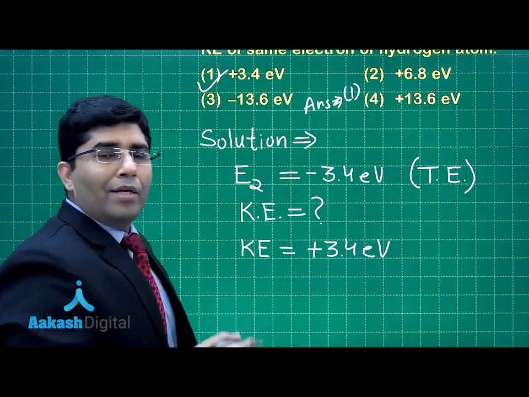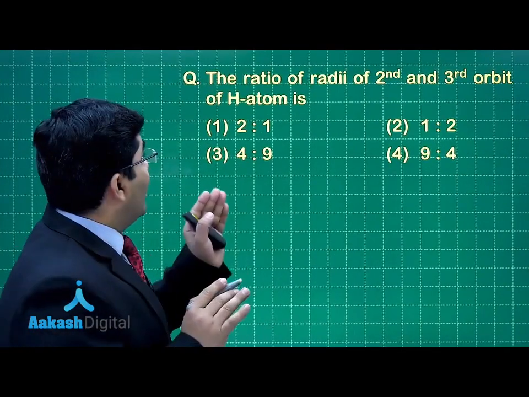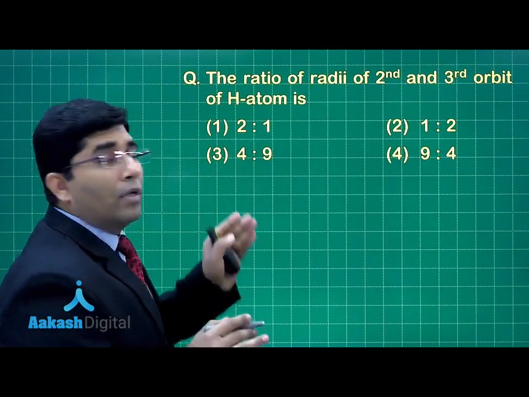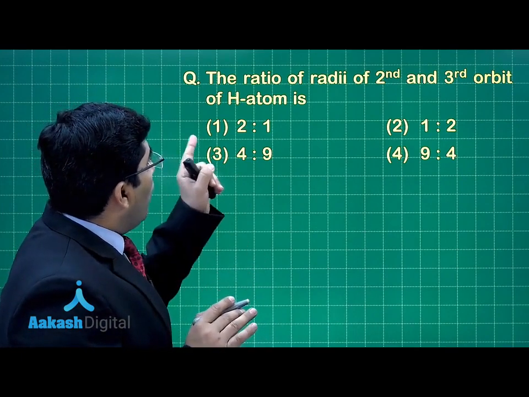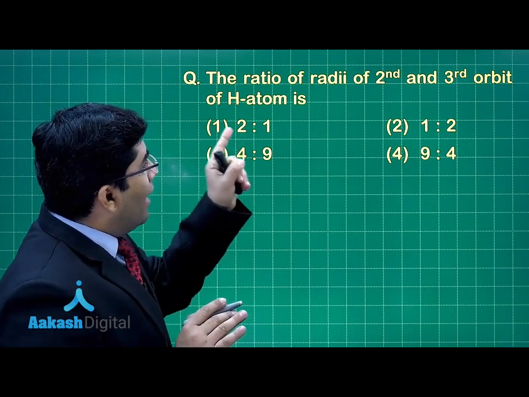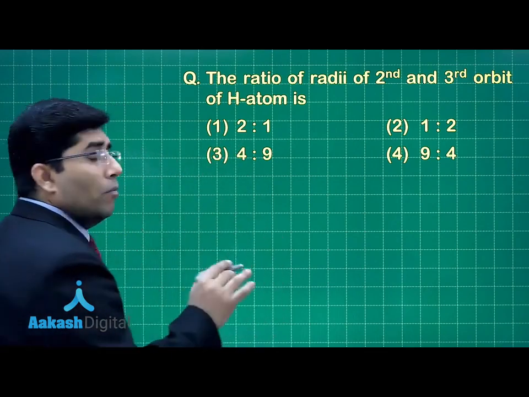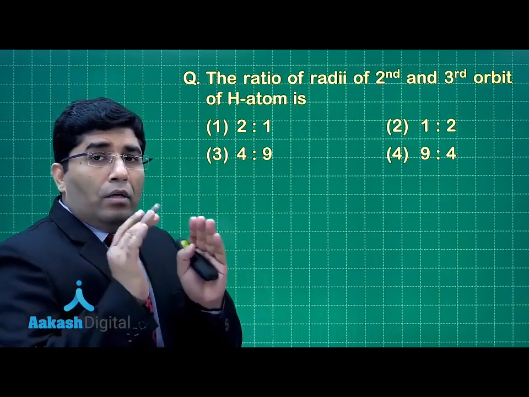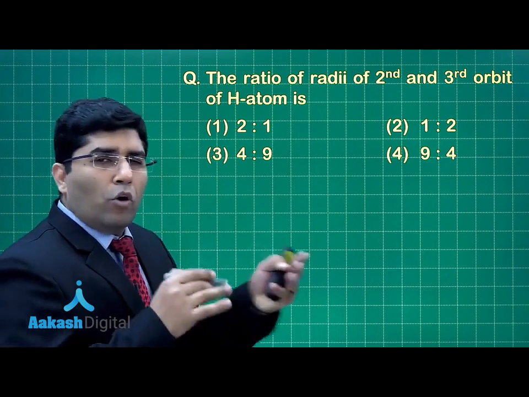Right? Let's solve another question. Now guys, this question is based on Bohr's radius. It asks for the ratio of the radii of the second and the third orbit of the hydrogen atom. Now we know that the formula of the radius is 0.529 n square by z. So let's solve this question.